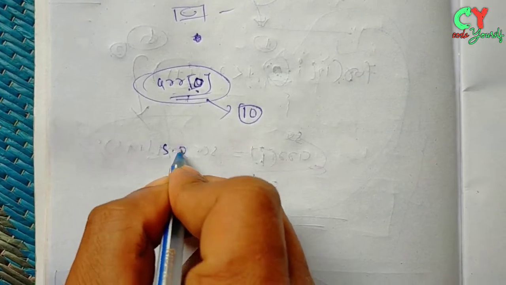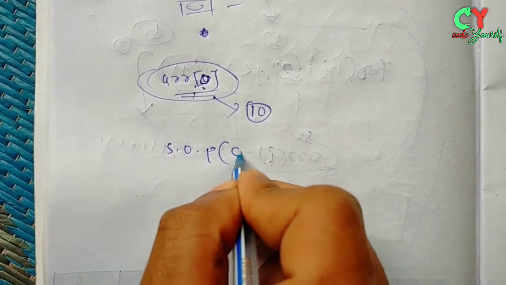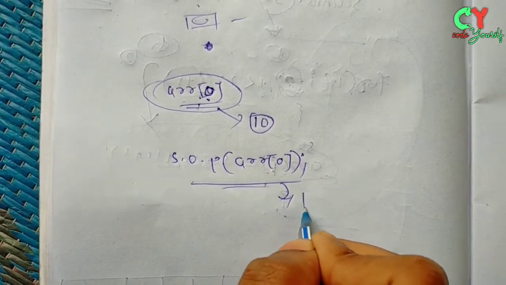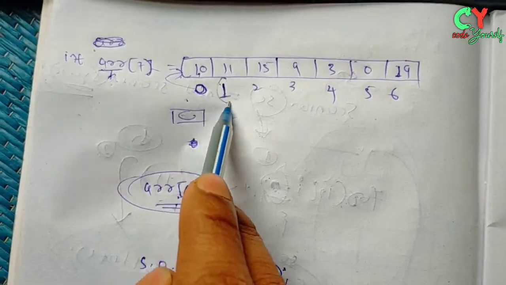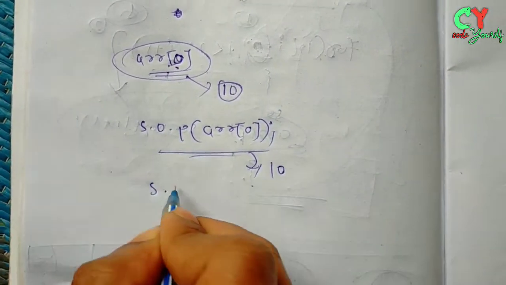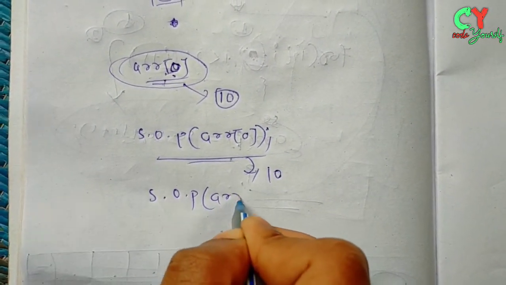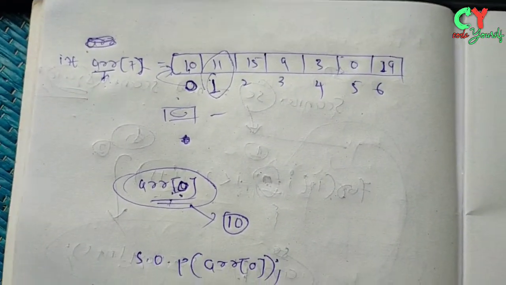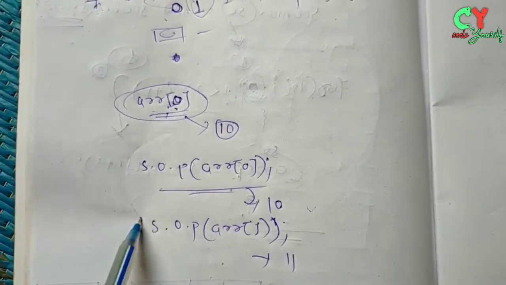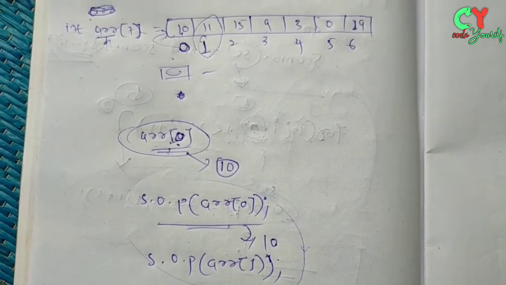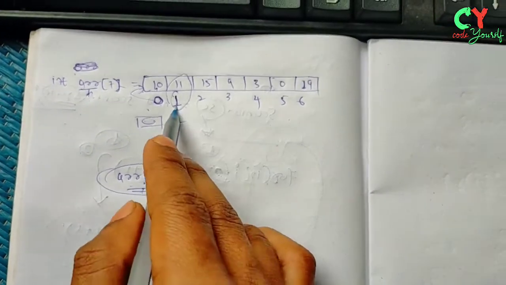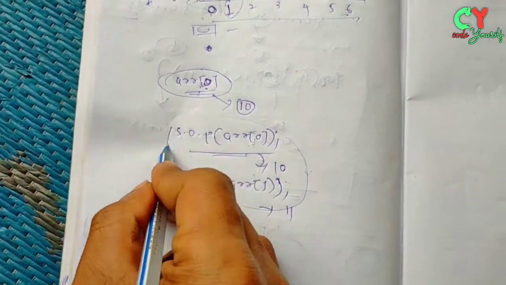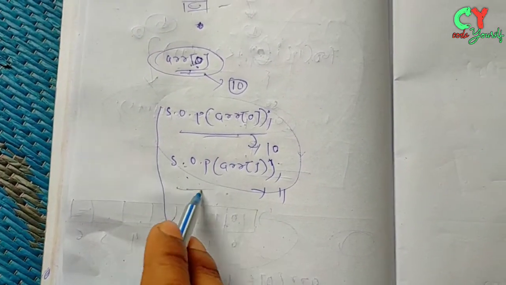If you write System.out.println of arr of 0, it will give 10. Next for index 1, if you write System.out.print of arr of 1, it will also give 11. Same, we cannot do that manually. Here only 7 blocks are there, so we can write 7 System.out.println statements.